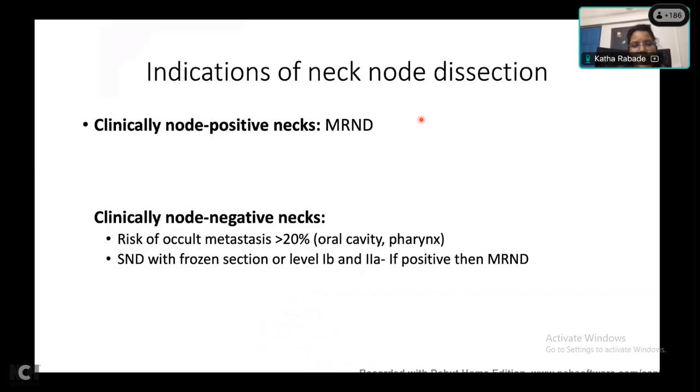So indications of node dissections are if there are clinically node positive necks, then a modified radical neck dissection is performed. In clinically node negative necks, there is a risk of occult metastasis in more than 20%, especially in oral and pharyngeal tumors, and hence SND is performed with frozen section of level 1B and 2A. If positive, then MRND is performed.